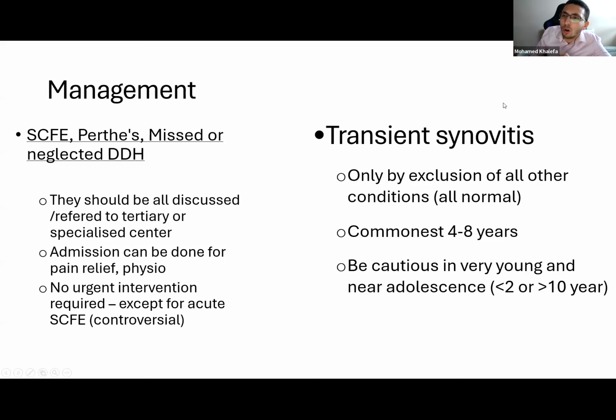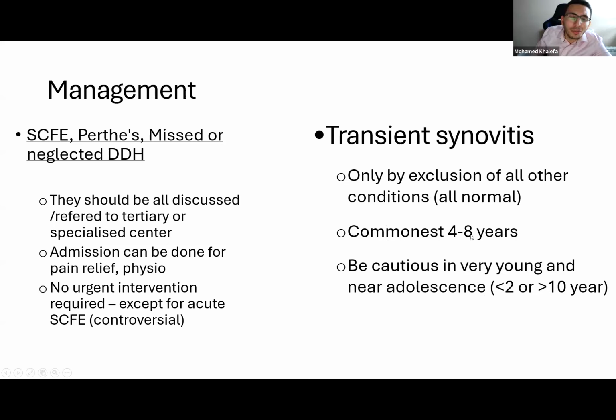Transient synovitis, again, only if you exclude every other possible scenario, only by exclusion. So everything is normal. Usually it's children in the middle, between 4 and 8. Septic arthritis is usually in younger, osteomyelitis a bit older, but common is between 4 and 8. So be very cautious in the very young, under the age of 2, and the older, above the age of 10, to say it's a transient synovitis.